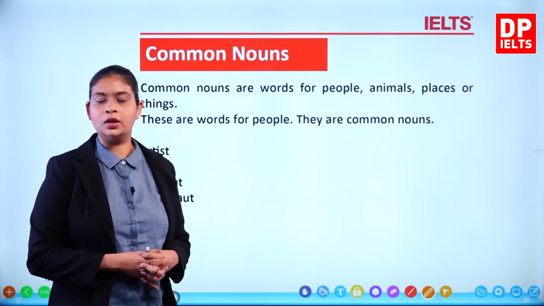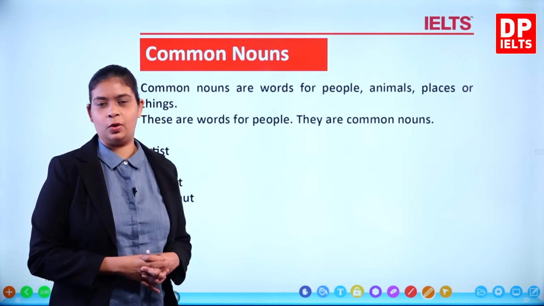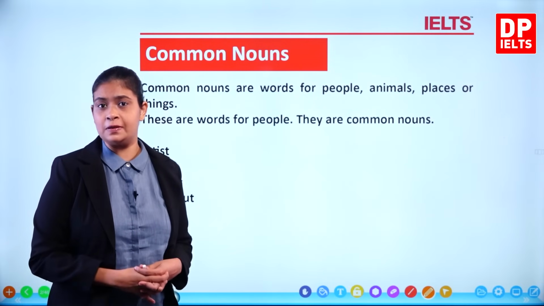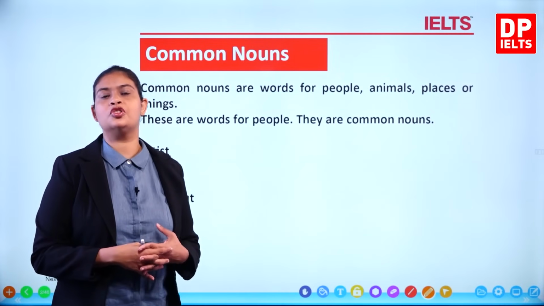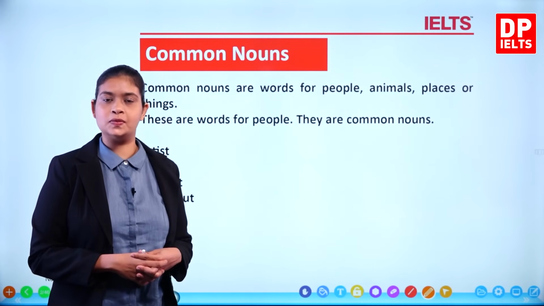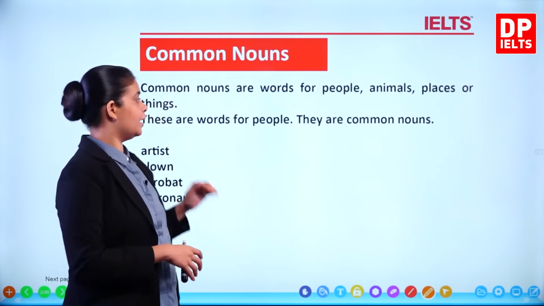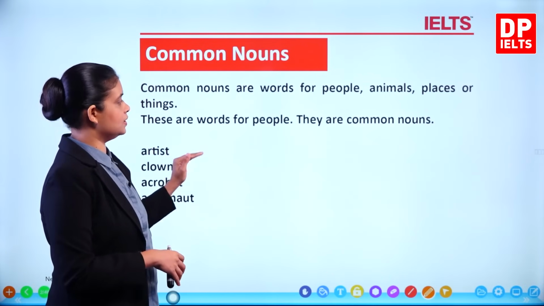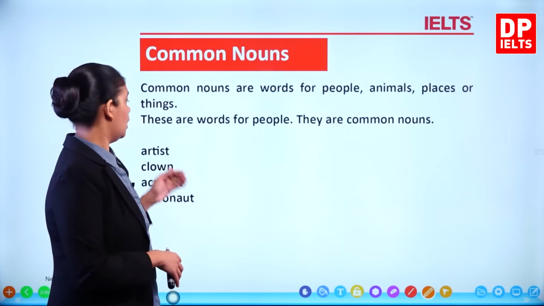So if you talk more about common nouns, they are not specific or they are not introduced with a specific name, but they are names which are generally used or commonly used. And that is why we call them common nouns. Now, here are some of the words that we use for people, and they are common nouns.